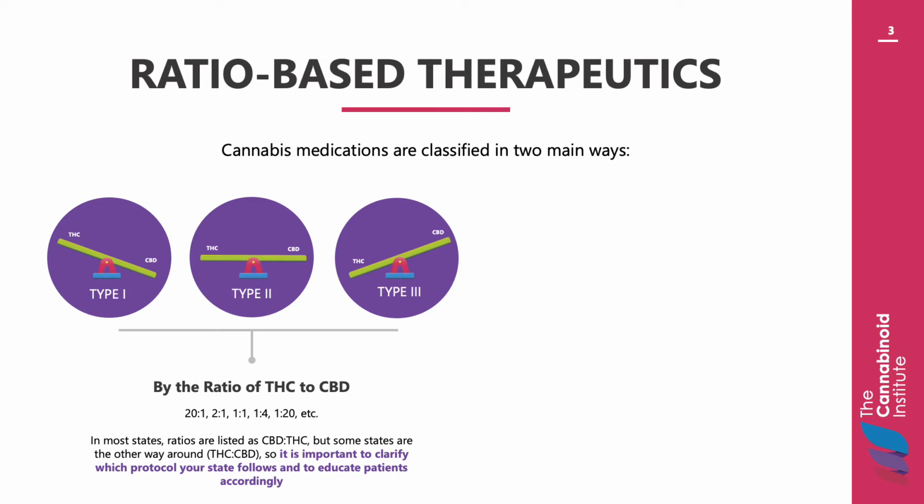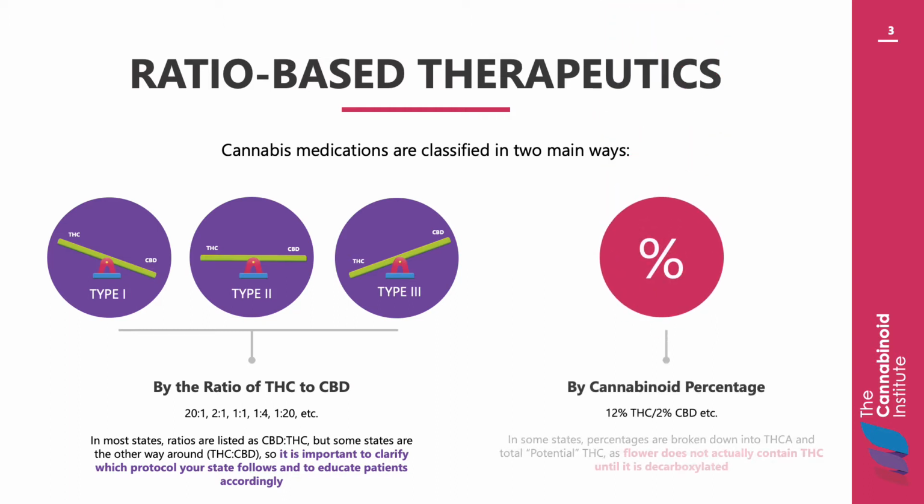The second way of labeling cannabis medication is by the percentage of cannabinoids found in the product. In some states, percentages are broken down into THCA and total potential THC, as flower does not actually contain THC until it is decarboxylated. It is important to educate patients that they should look at the total potential THC percentage to get a true understanding of the potency of their individual cannabis medication.